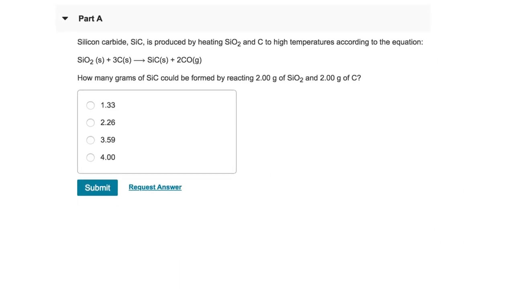Silicon carbide is produced by heating SiO2 and carbon to high temperatures. How many grams of silicon carbide, one of the products here, can be produced by reacting 2 grams of SiO2 and 2 grams of carbon? Well, the way I would go about solving this problem would be to work out the grams of product I can make from either one of the reactants fully reacting.